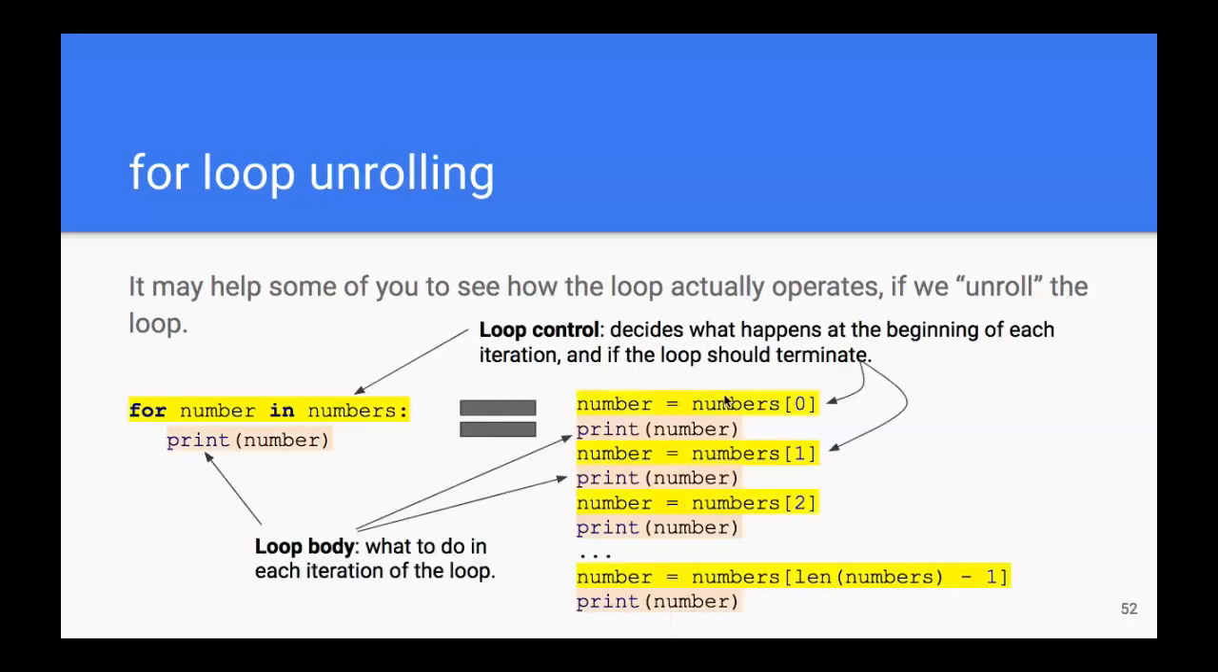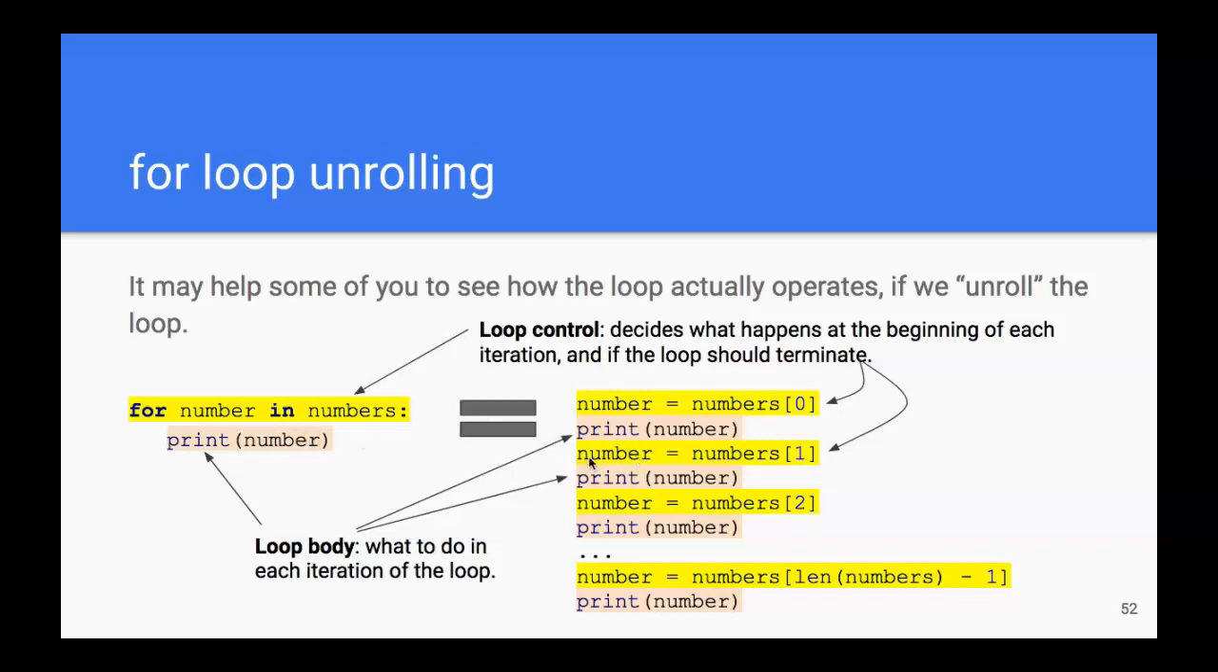What this means is that the first line of the for loop is called the loop control. It decides what happens at the beginning of each iteration, which in most cases is just that this variable here, number, gets assigned an item from the list. So the first time it goes around the loop, number gets assigned the first number in the list. And then it would go in and execute the body of the loop. The body of the loop is just what to do in each iteration. So the first time, after the number variable gets the number at index 0, we go into the body and it prints that number. And then it's done for that iteration.